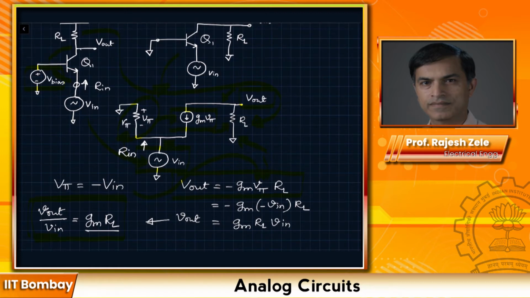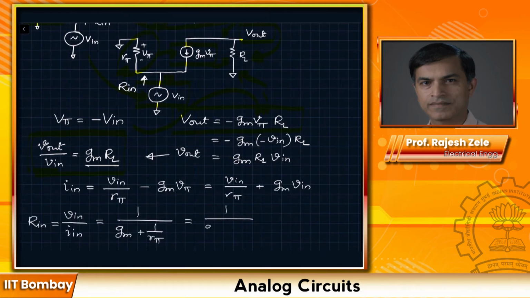Again, you can do the same analysis. Try to figure out what is In, and Vin divided by In should give you the Rin value. Hopefully you got the same answer. Let me explain the answer again.